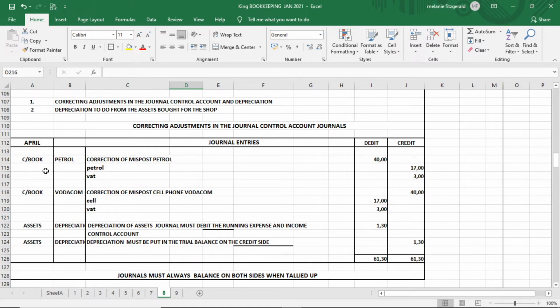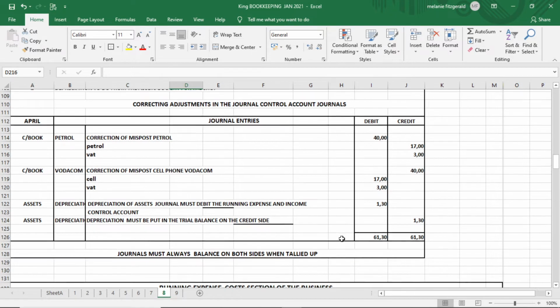Journal entries. The petty cash book. The correction of the missed post for petrol is $40 on the debit side: petrol $37 and VAT of that petrol $3. The correction of the missed post for the cell phone for Vodacom, $40 on the credit side: the cell is $37 and the VAT $3.